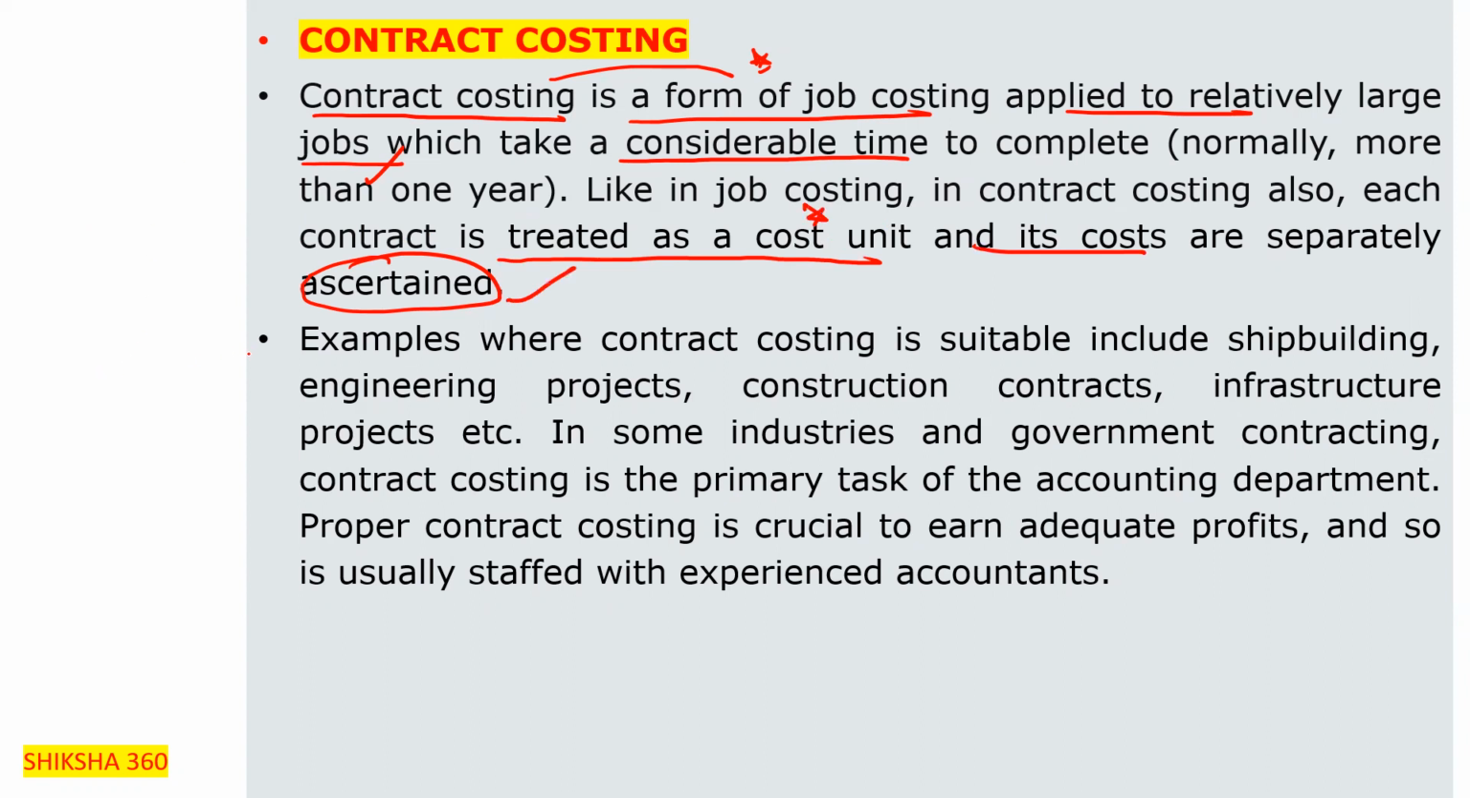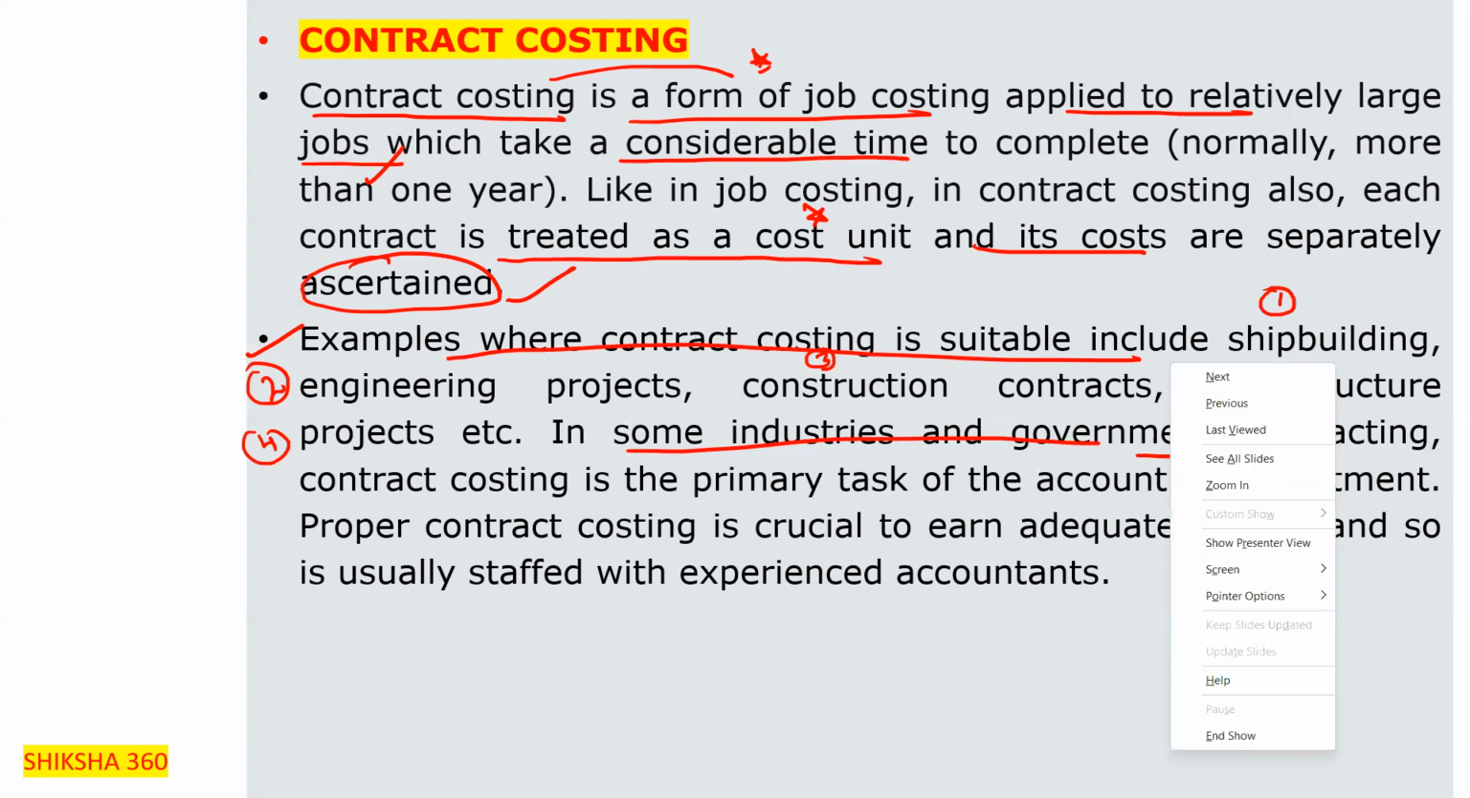Examples. Examples where contract costing is suitable include shipbuilding. Second one, engineering projects. Third one, construction contracts. Fourth one, infrastructure projects, etc. In some industries and government contracting, contract costing is a primary task of the accounting department.